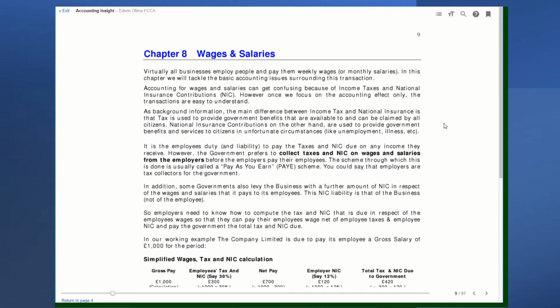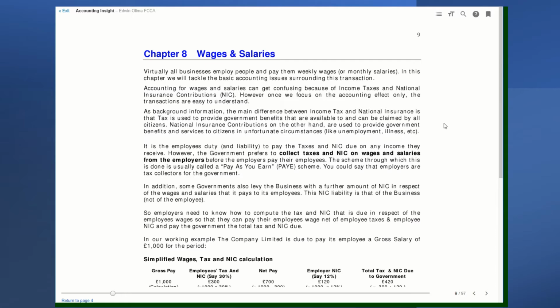In addition, some governments levy the business with a further NIC in respect of the wages and salaries that it pays to its employees. This NIC liability, national insurance liability, is the liability of the business, not the employee. So those are two key distinctions there. So employers need to know how to compute the tax and national insurance that arises because of the wages they pay.